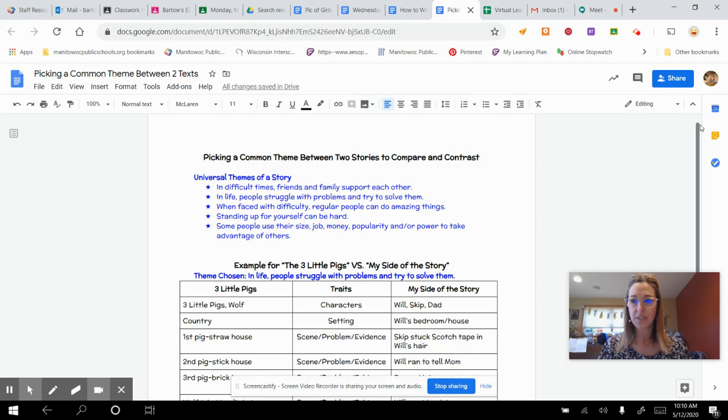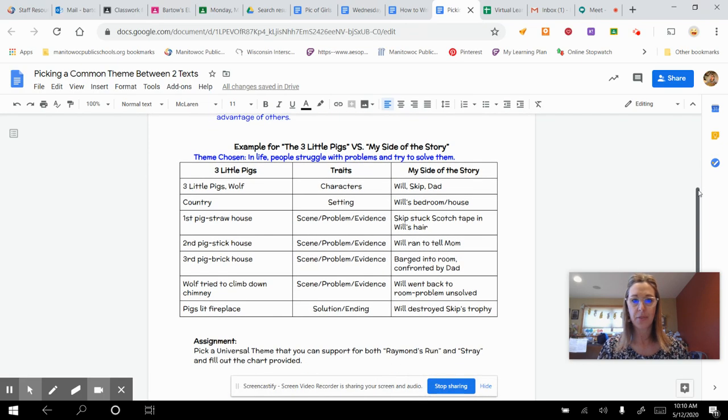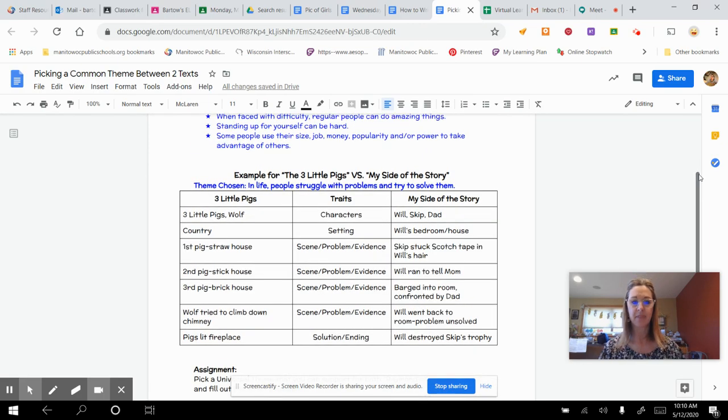Here's my example for today. The Three Little Pigs. Okay, so if I pick the Three Little Pigs versus my side of the story that we've been working on, a common theme that I think both stories share is in life, people struggle with problems and try to solve them. Okay, so I chose that as my common theme for both stories.